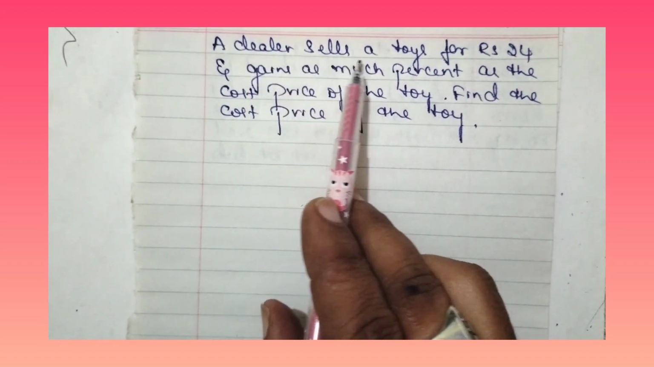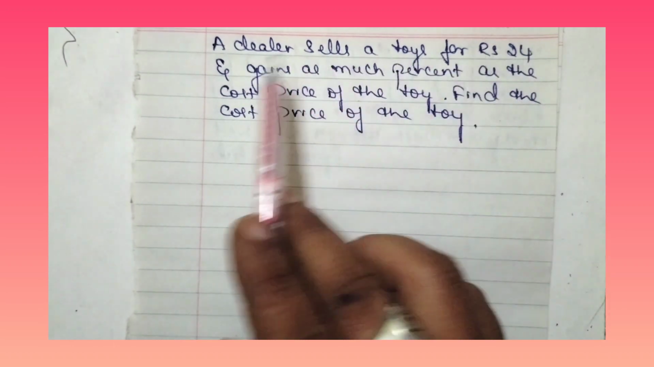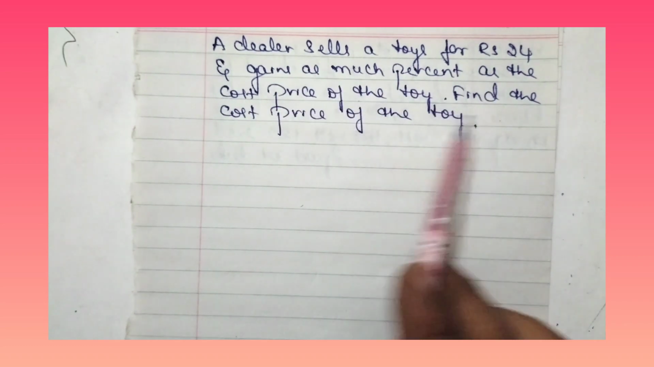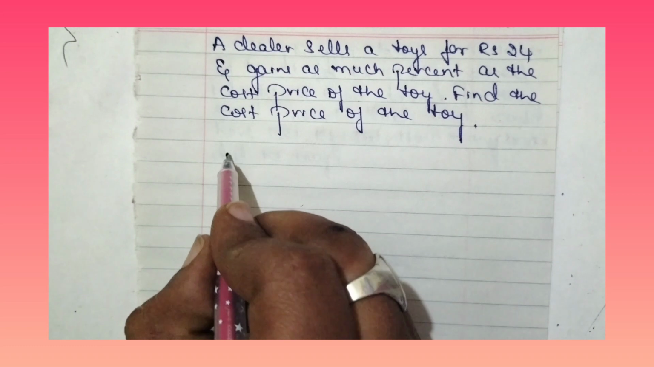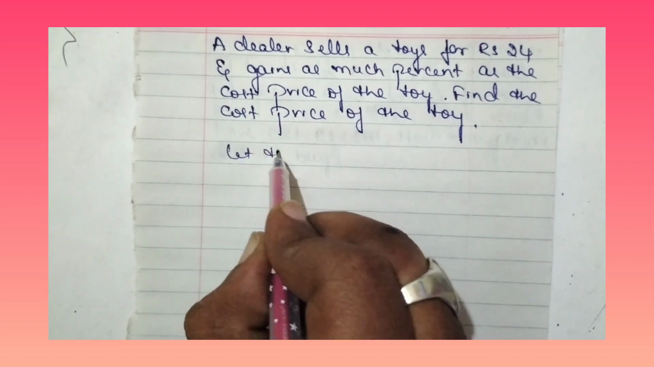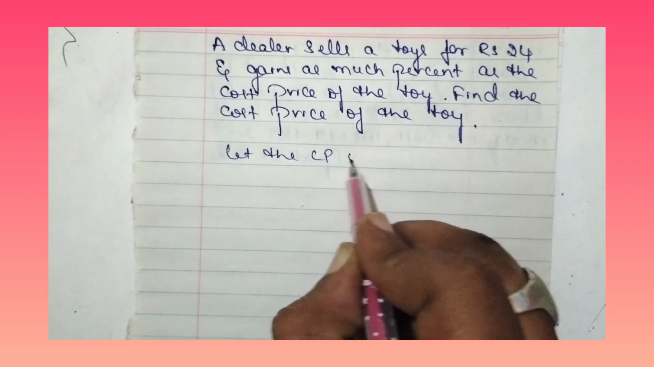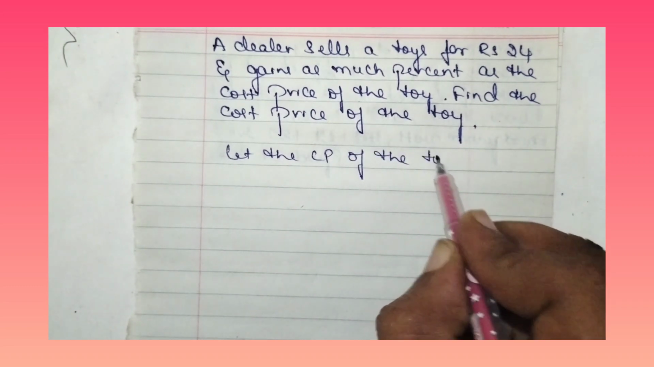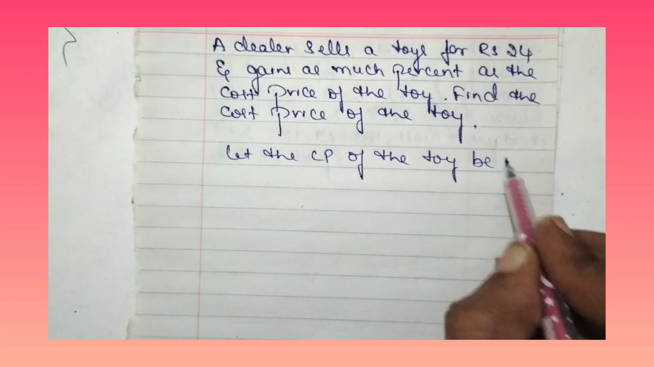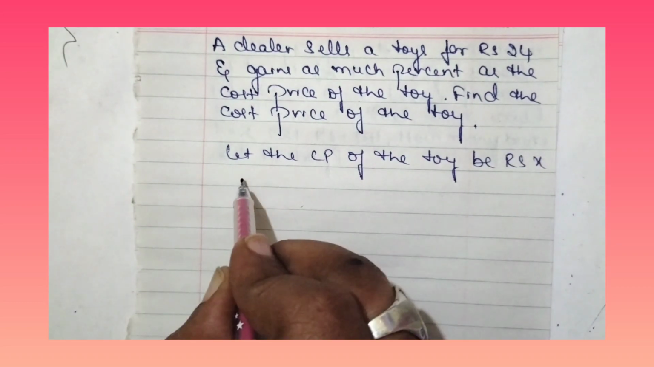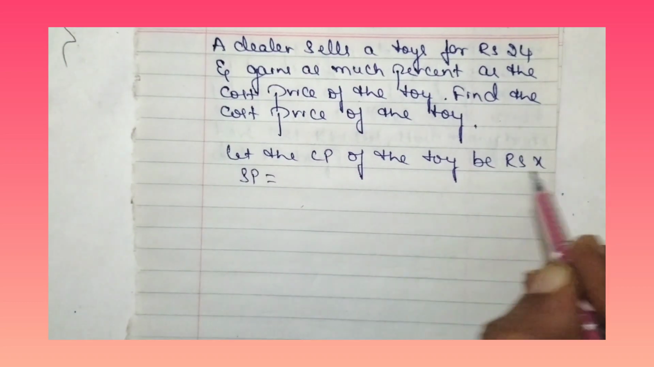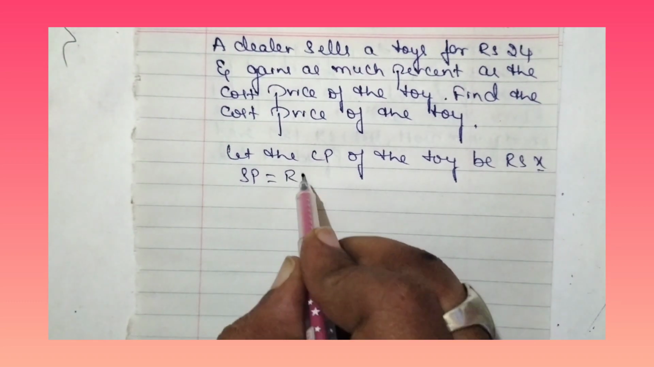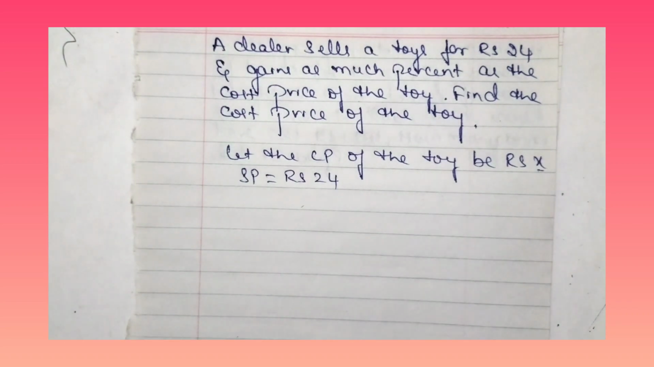A dealer sells a toy for rupees 24 and gains as much percent as the cost price of the toy. Find the cost price of the toy. Now let us write here: let the cost price of the toy be rupees x. Cost price we don't know, so let us take the cost price as x. Then the selling price is equal to rupees 24.